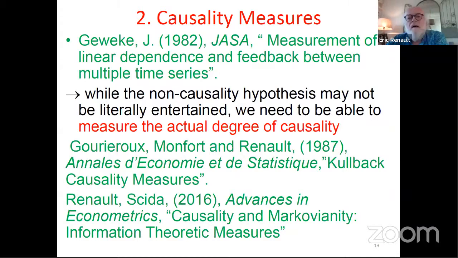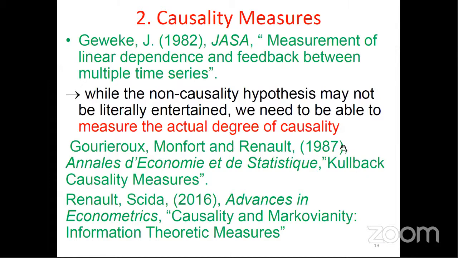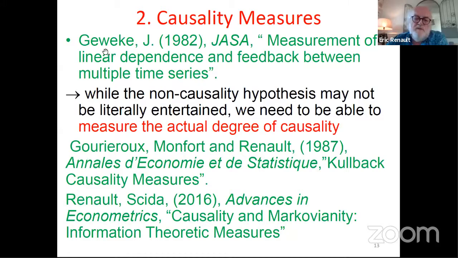Okay, so let me move on to my second part, which is about causality measures. This was pointed out for the first time by John Geweke in 1982, saying it is fine to test for non-causality, but in general you will always find some causality. The question is whether this causality is economically important or not. So how can we measure the actual degree of causality? Geweke did that only for Gaussian autoregressive processes. With Gouriéroux and Monfort, we extended that to any kind of processes, for instance qualitative processes, by introducing a general concept of Kullback causality measure.